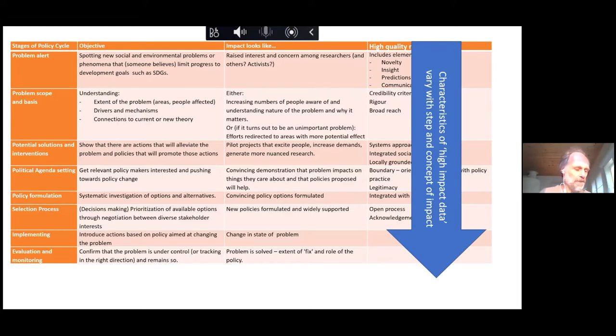And if we were to pursue the discussion of what high impact data means, then to me, it's quite clear that the sort of data you need, and the data which is going to allow you to generate impact, is also going to be very different at different steps of a process such as this one.